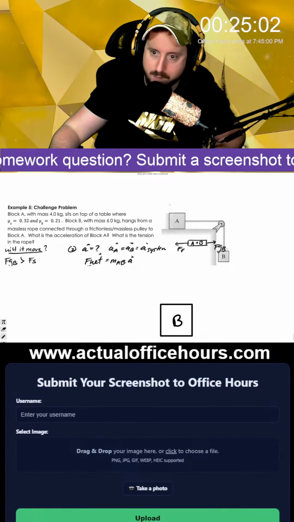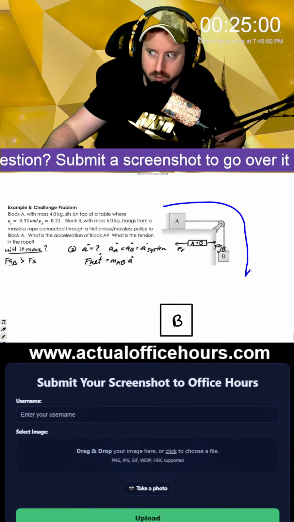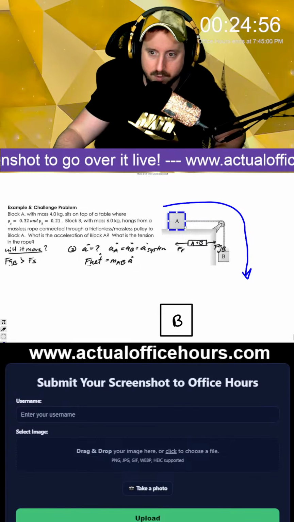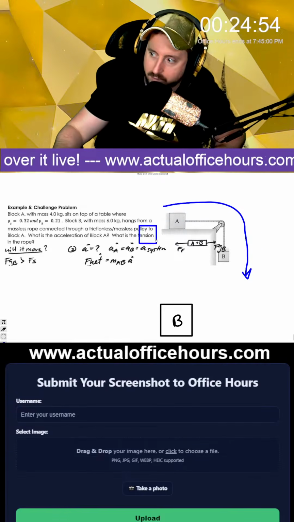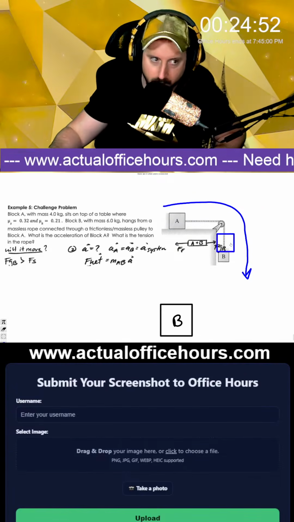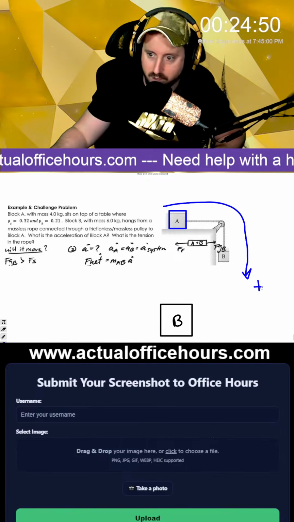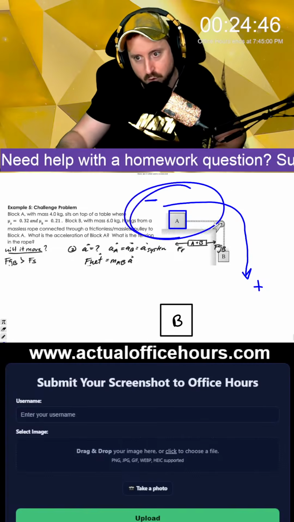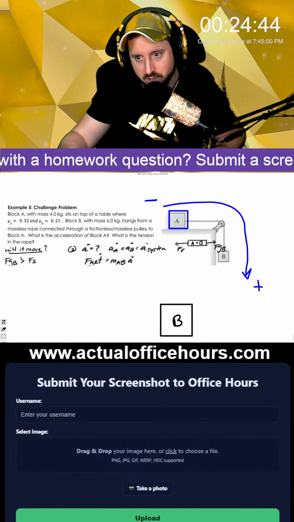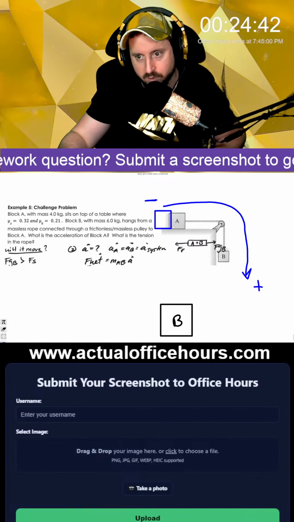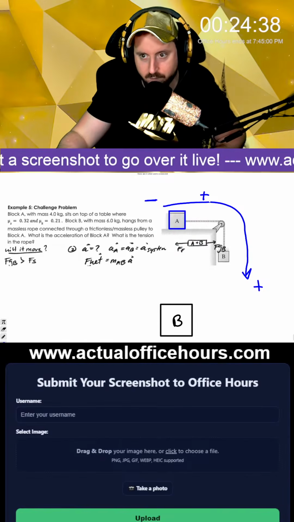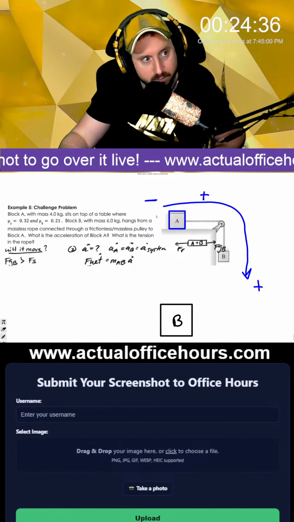So we're going to describe the overall motion of the system because they're connected by a rope. I'm going to say overall things move in this direction, so I'm going to call this plus, and I'm going to call this minus. When looking at motion in the X direction, I'm going to call to the right positive, and to the left negative.